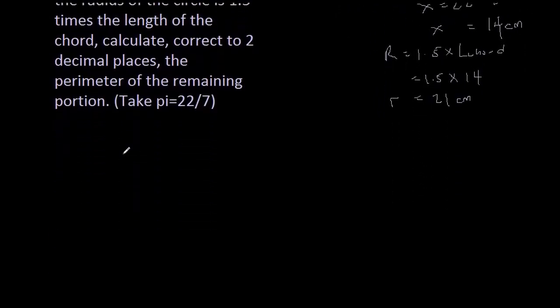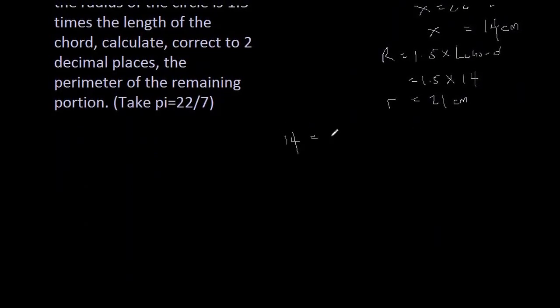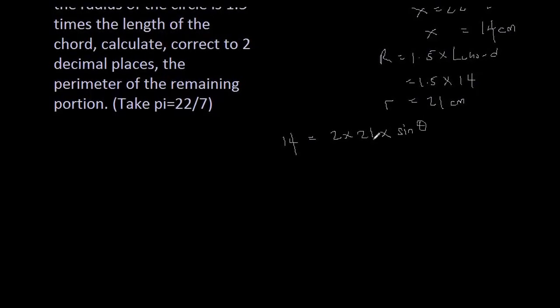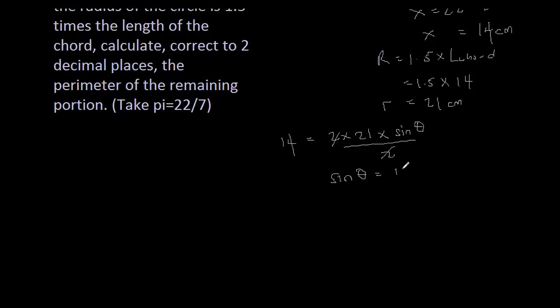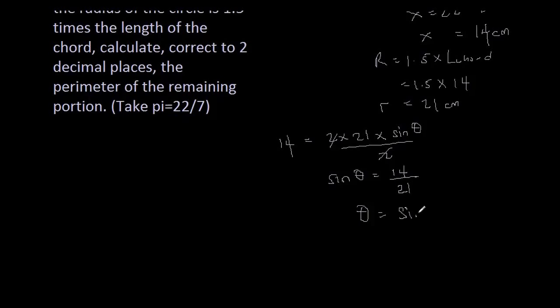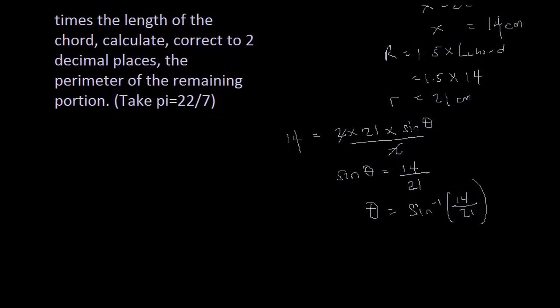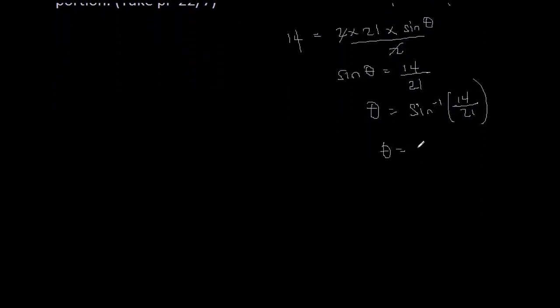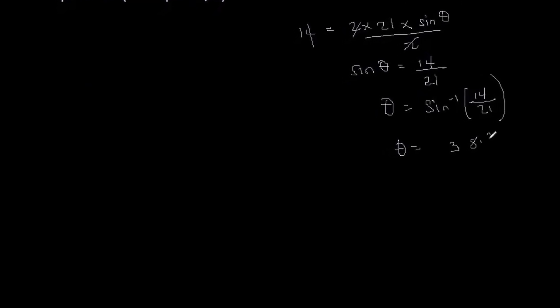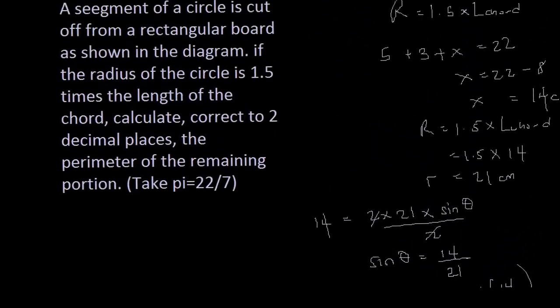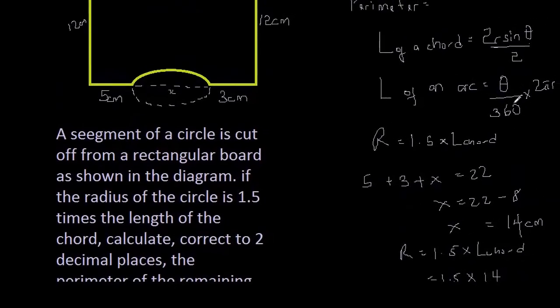So the length of the chord, remember, is 14 centimeter, which is equal to 2 times my radius, 21, times sine theta over 2. So this can cancel this, leaving sine theta equal to 14 over 21. Theta is the sine inverse of 14 over 21, and I then have theta equal to 38.9 degrees.